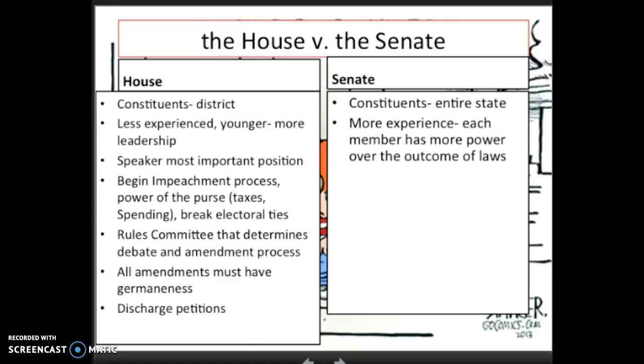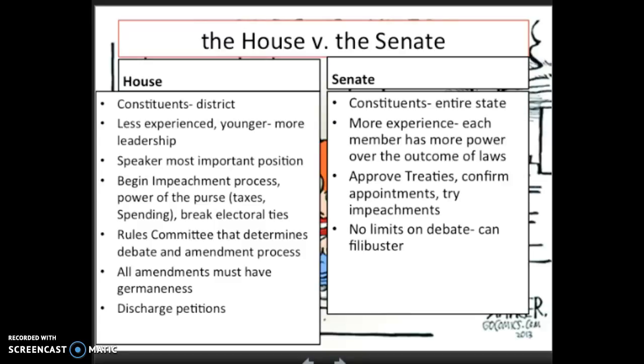They have more experience, and because they have more experience, leadership isn't as important, and each member has more power over the outcome of laws. They approve treaties, confirm appointments, try impeachments. There's no limit on debate. They can filibuster, or even just threaten to filibuster if you're the minority party, to prevent a bill from going to the floor for a vote. You have no need for germaneness on your riders and earmarks. They don't have to be relevant. And the Senate can use holds. So if a member of the Senate wants to prevent a bill from leaving committee to go to floor debate, they can request a hold.